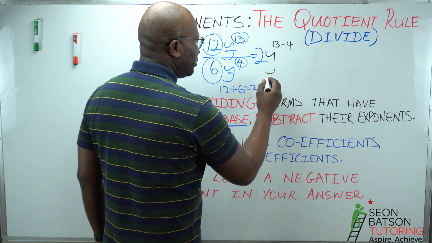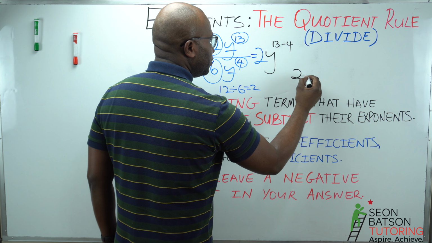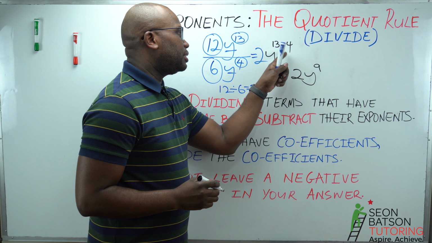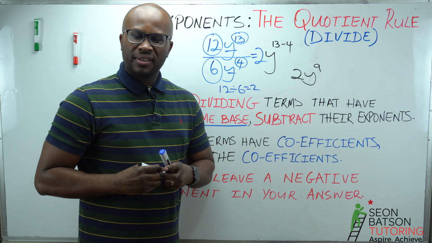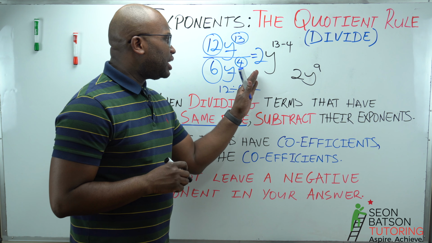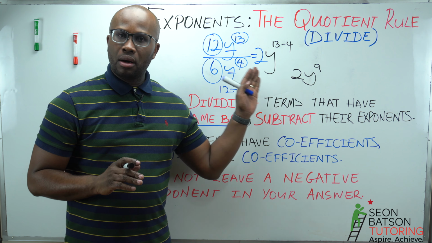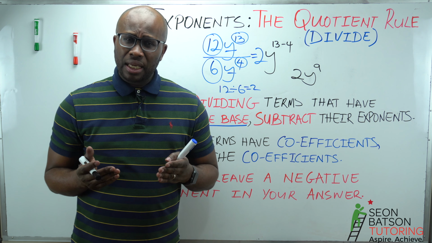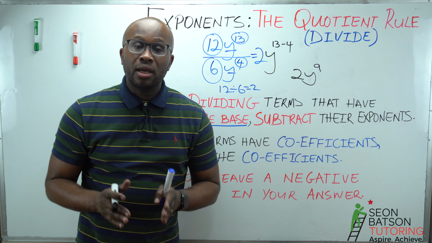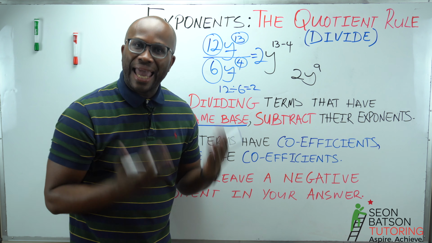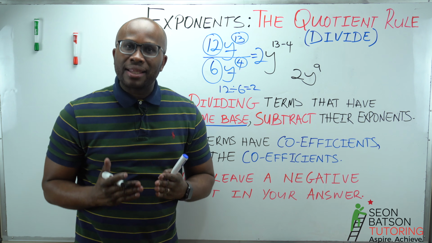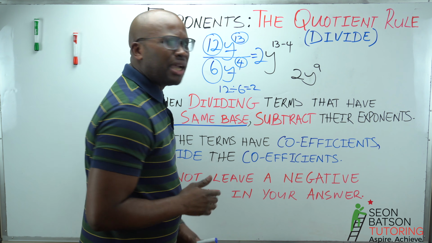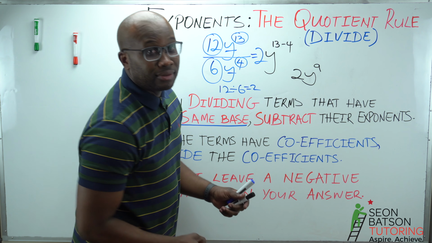So after subtracting, we'll have what? 2y to the 9th power. Because 13 take 4 is 9. Very simple, yes? Now, even if you made an error somewhere along the process, don't get upset. We all make errors, yes? Find the mistake, correct it, and try the problem again. You are smart. You got this. You can do this. This is simple stuff, okay?